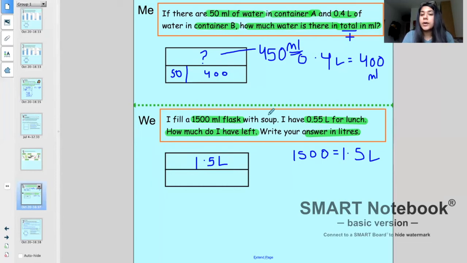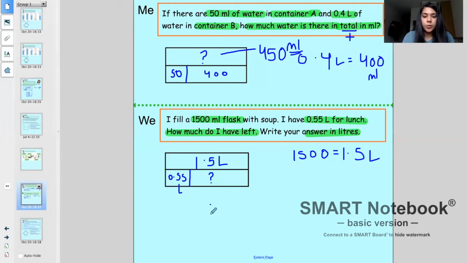And I've had 0.55 litres for lunch. So let me draw a part that's 0.55 litres for lunch. How much do I have left? So we want to work out this part here. We don't need to worry now about write your answer in litres because everything's in litres for us already. So because we are finding how much is left, we have to do a subtraction, and we do our whole, take away the small part.